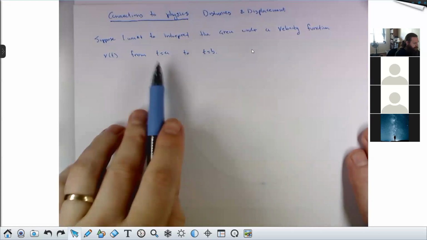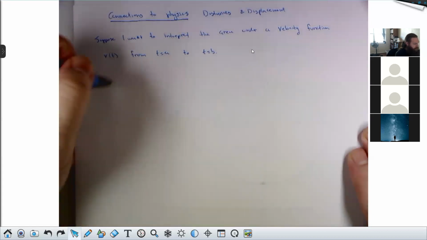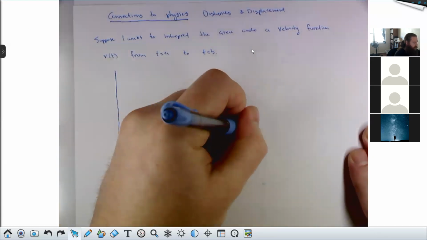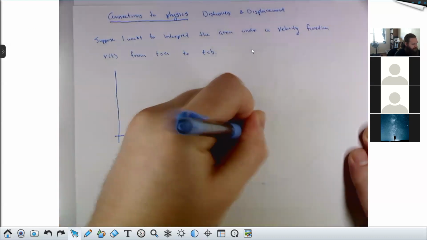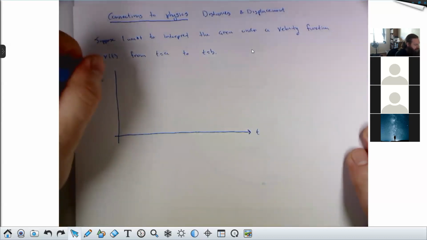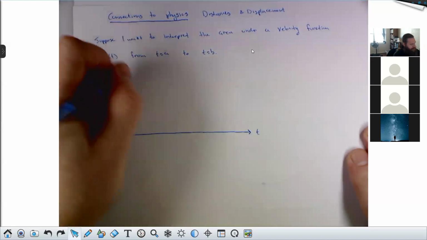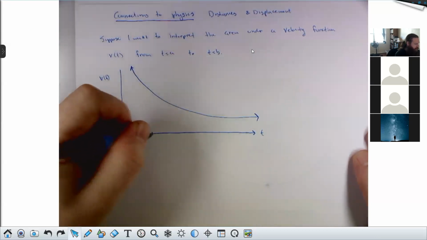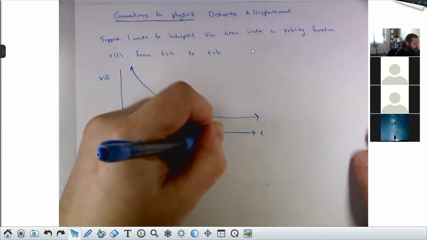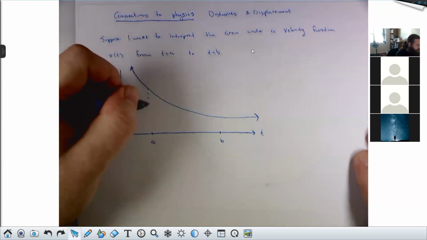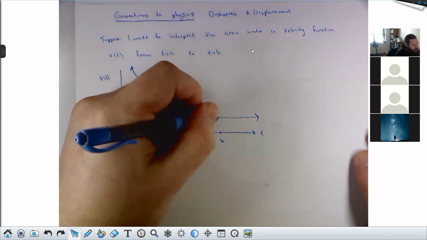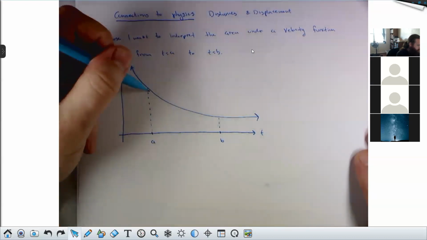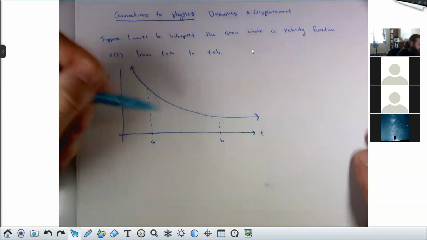Of course, these are times. So let me just pretend I have some velocity function in here. Here's my t-axis. The function I'm graphing is v of t, and maybe it looks something like this. I'll call this t equals a, and I'll call this t equals b. And what I want to know is, in terms of the physics, in terms of motion and what's going on in the physical world, what does this area represent?